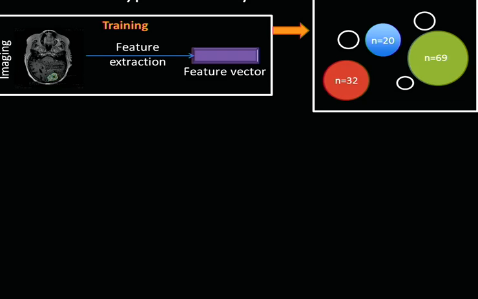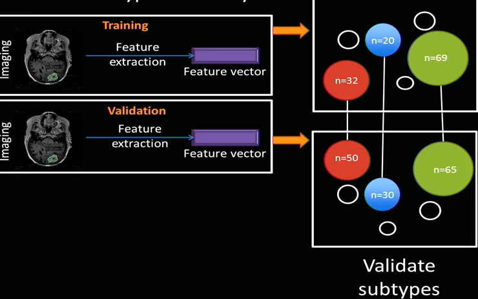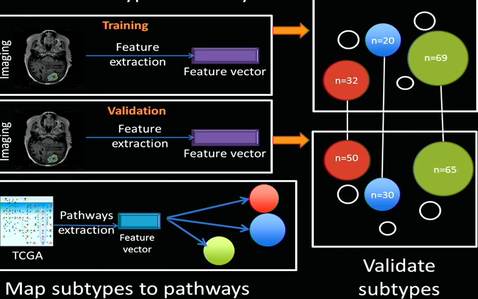So this is a visual way to represent this workflow. So first, we have our multimodal MR images. We extract image features, and we are essentially aiming to discover these subtypes. Then we validate these subtypes in a second cohort. And finally, we're going to associate these subtypes with activity of molecular pathways that then allow us to associate this with drugs.